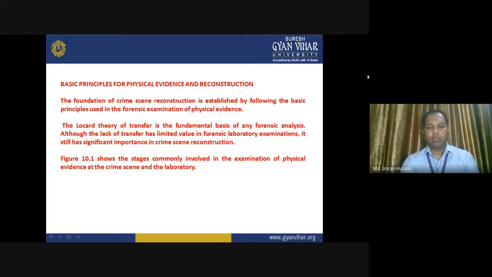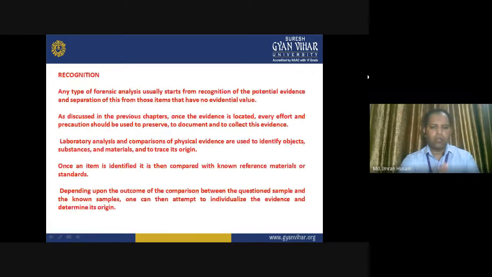Following the Locard theory and its fundamentals for forensic analysis, and following its principles, forensic laboratory examination combined with all those things produces a different scenario for the crime scene. So we should always follow them in a very particular manner.